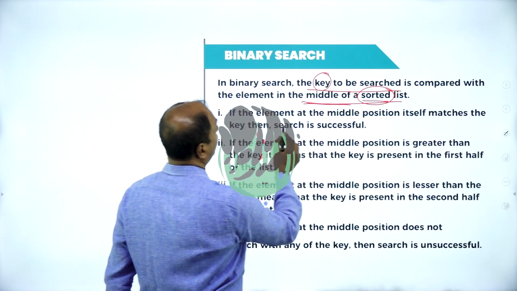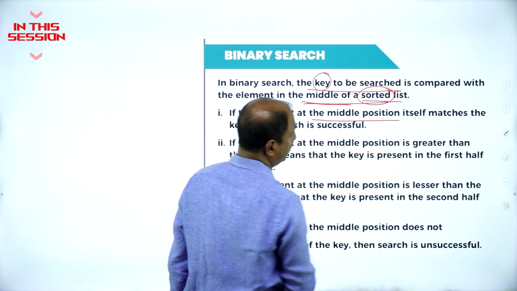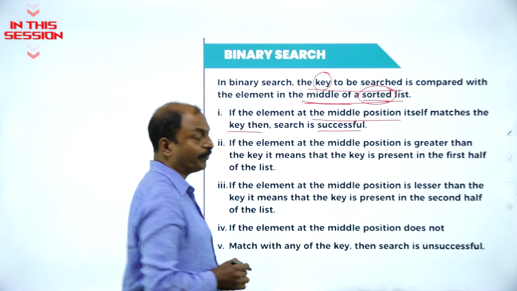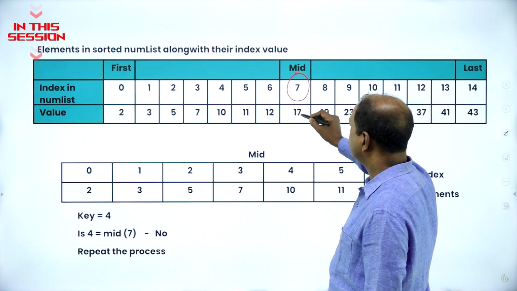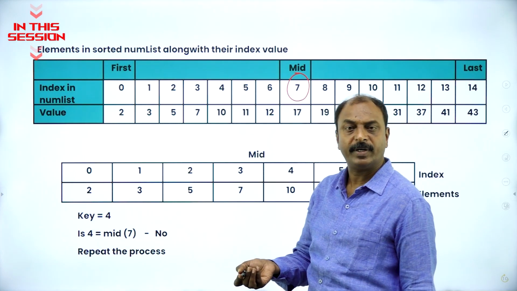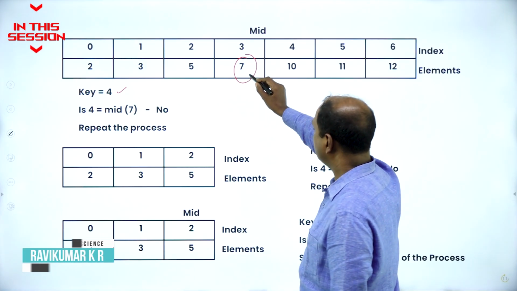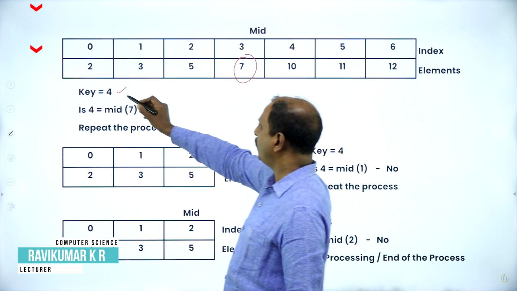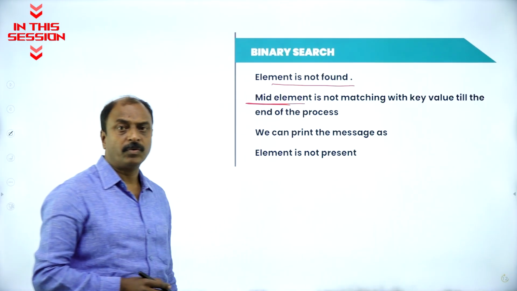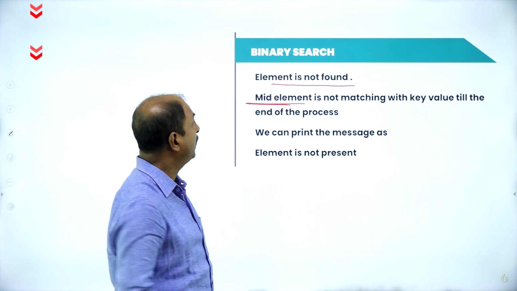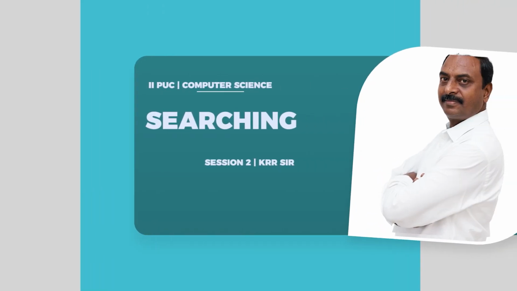So if the element at the middle position itself matches the key, then the search is successful. So I am comparing here 17 with the key value 4. We have to look for the element 4. 4 is not equal to 7, so we have to repeat the process, and 4 is less than 7. The middle element, whatever you found throughout the process, is not matching with the key element.